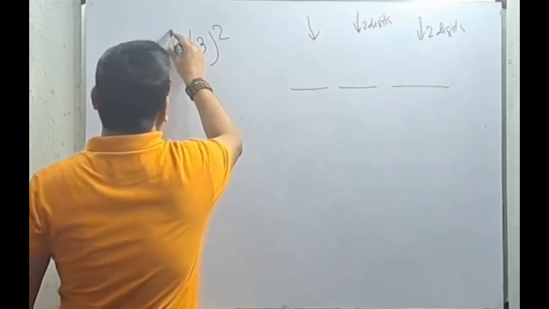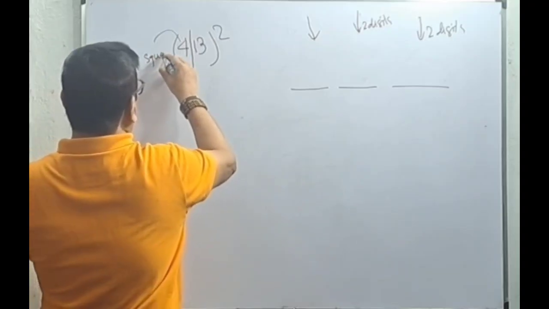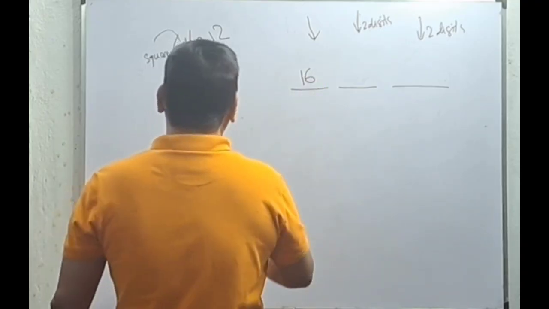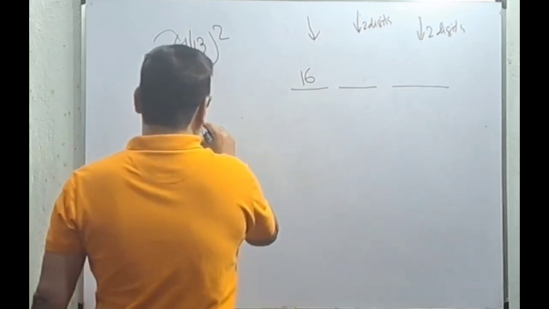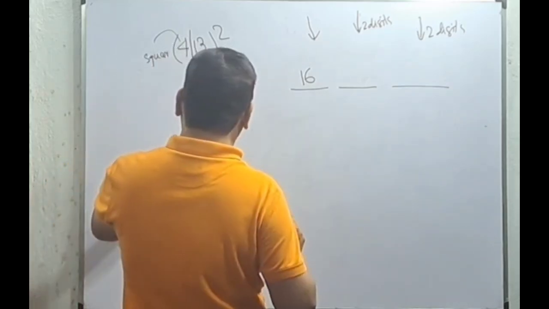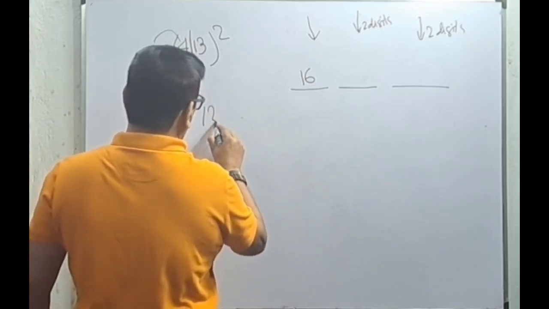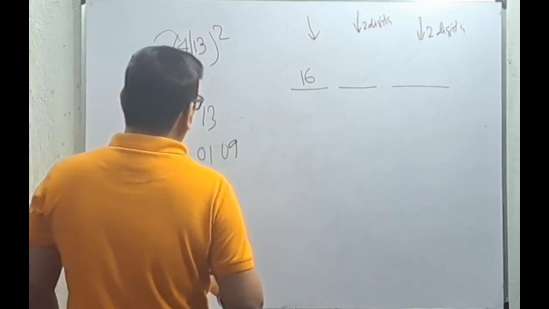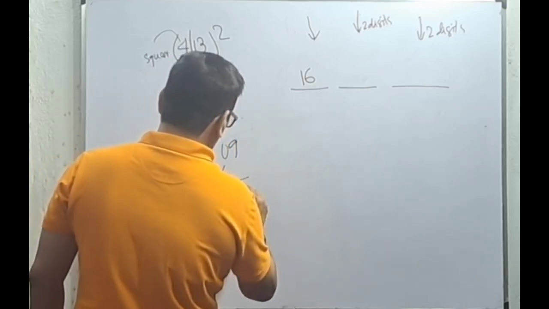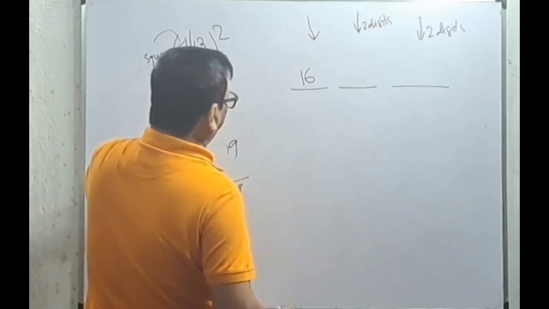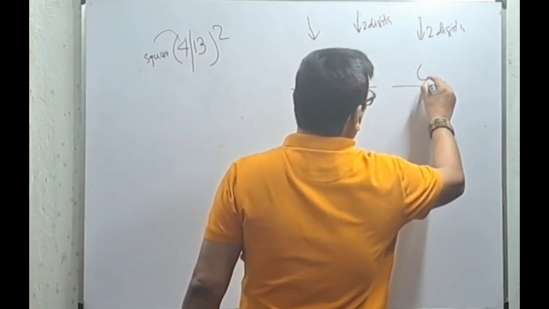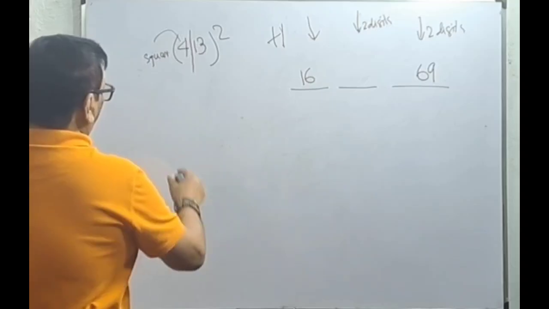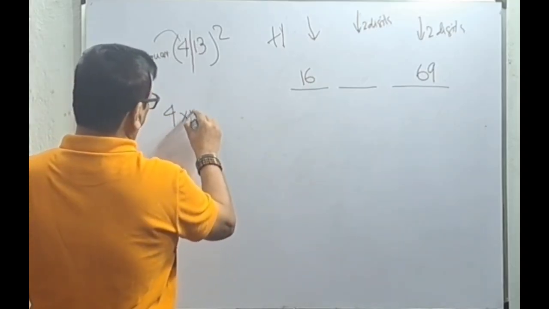So let's start. 4 square, right here, 16. Okay? 13 square is 169. 13 square, let us follow our method, right? So 9, 0, 1, 1 into 3, 6. 9, 6, 1, 169, right? So 169, 69 we write. And 1 we carry.